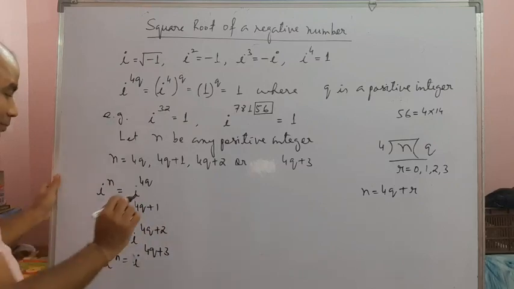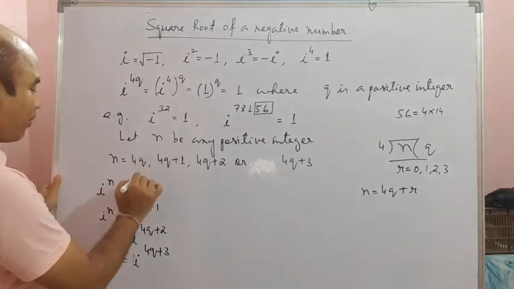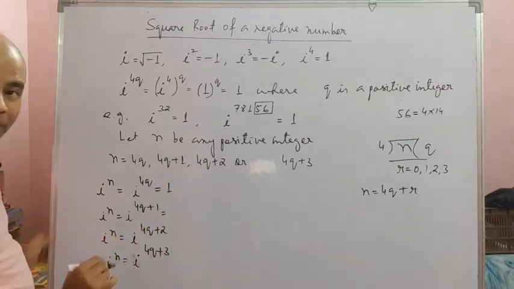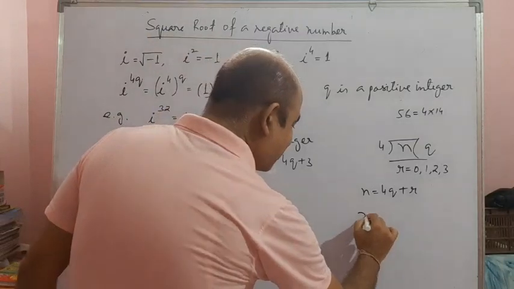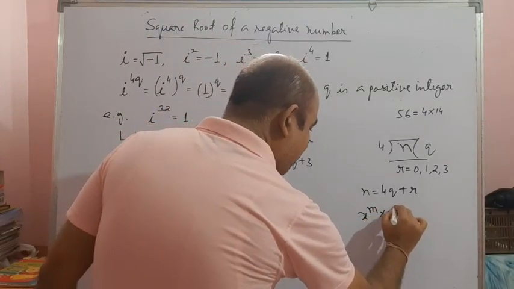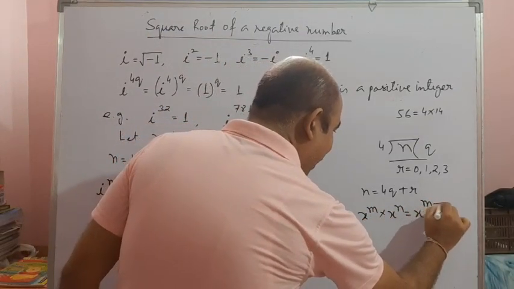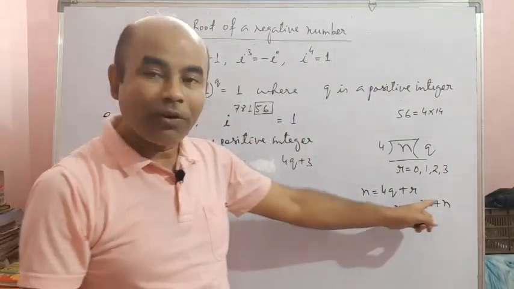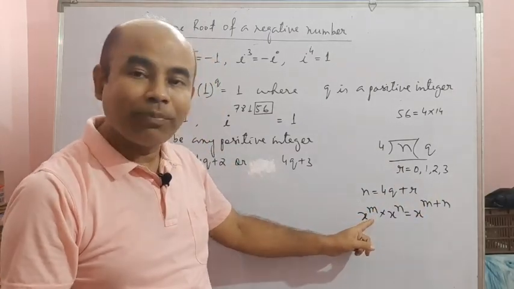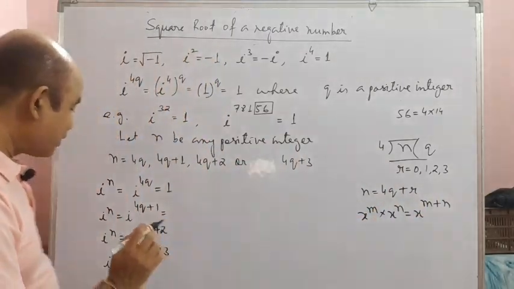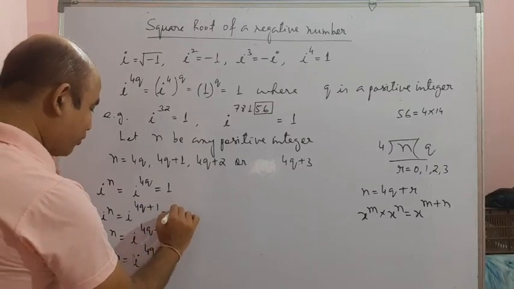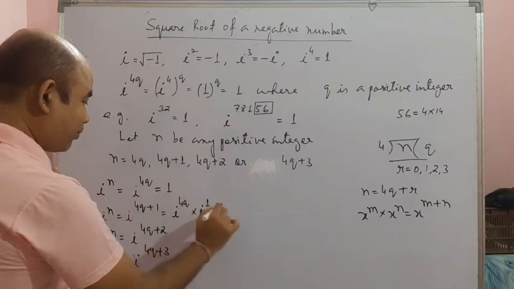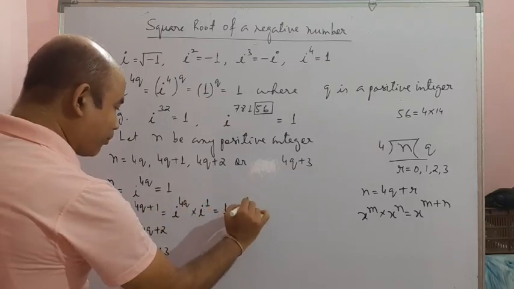Now, come to this. I already explained that if it is in the form 4q, then the value is 1. Now come to this one. If I use the law of indices that x to the power m into x to the power n is equal to x to the power m plus n, from the right side, x to the power m plus n is x to the power m into x to the power n. Then i to the power 4q plus 1 will be i to the power 4q into i to the power 1. I to the power 4q is 1, so 1 into i to the power 1.